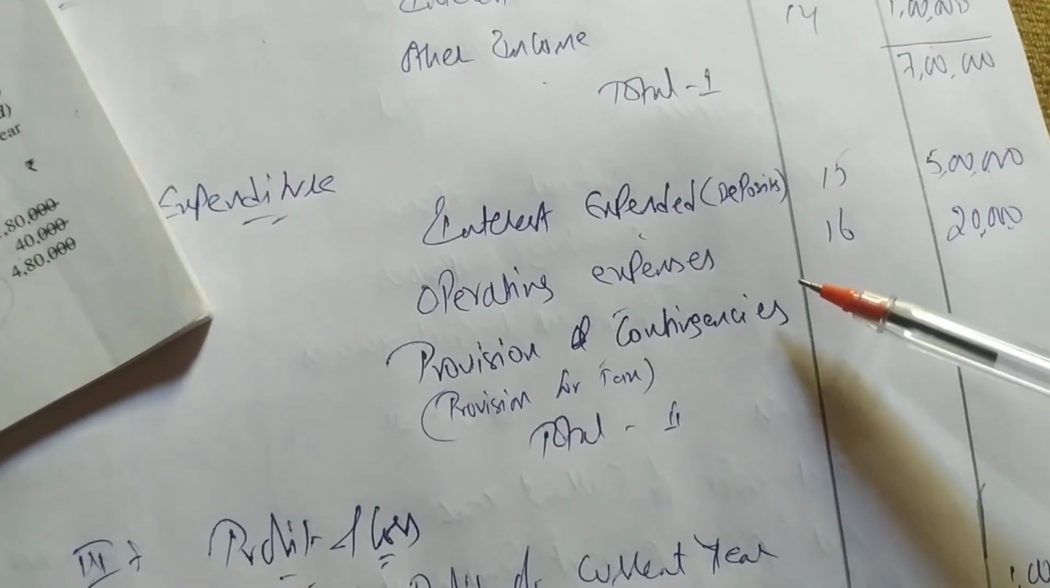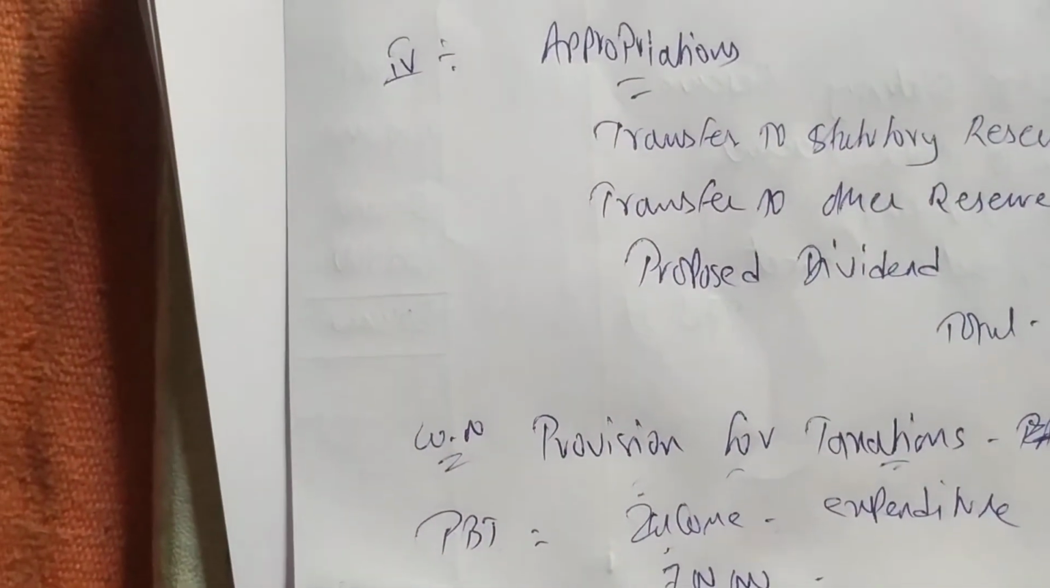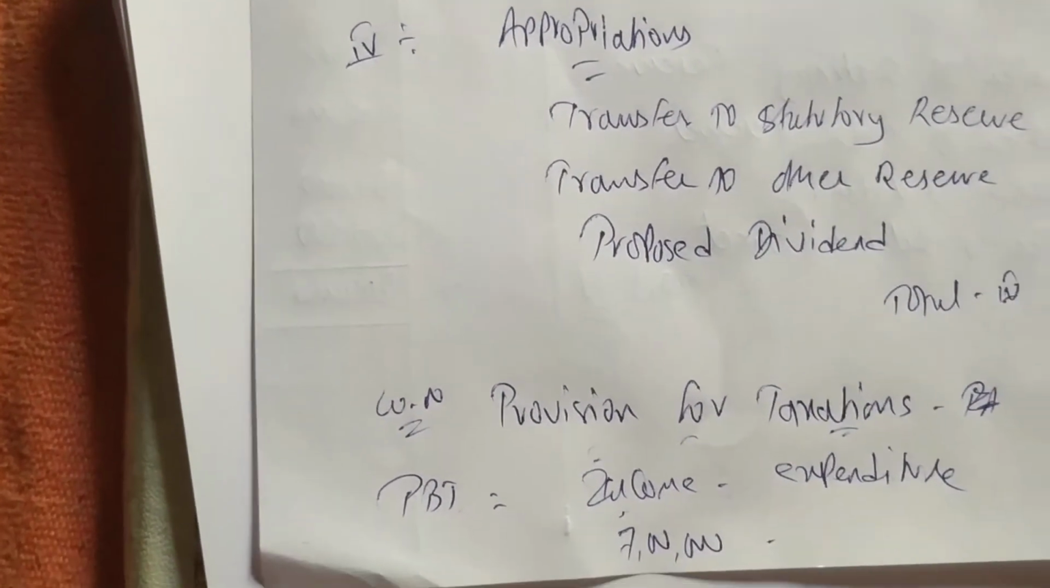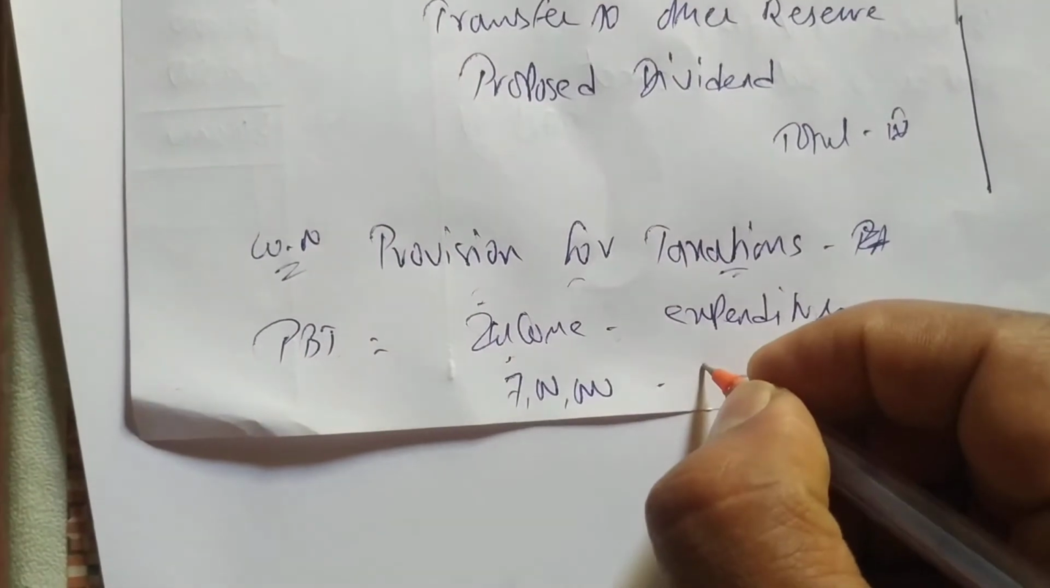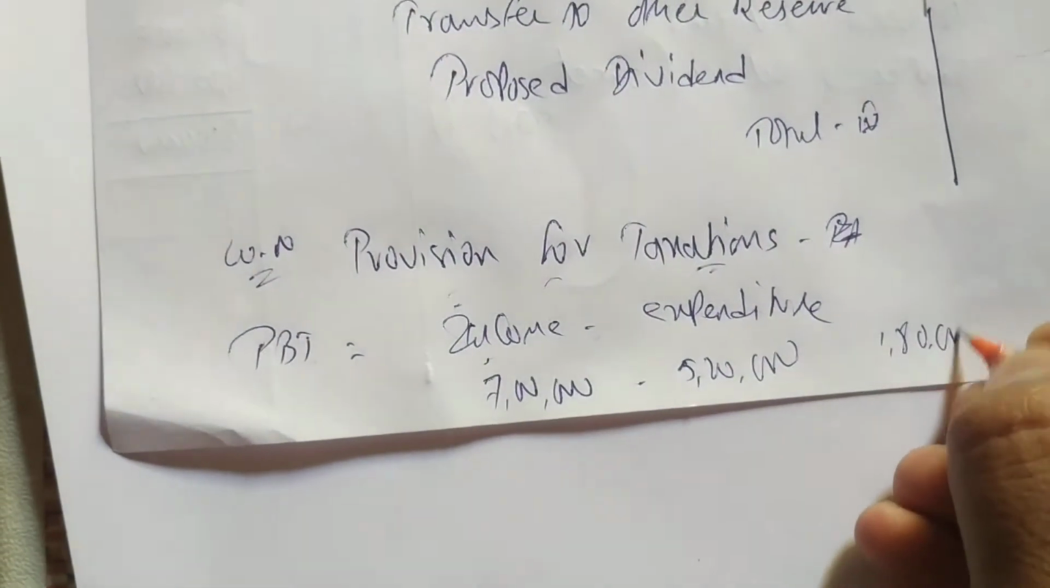Income minus expenditure. How much income we are having? 7 lakhs. Minus how much is expenditure? 5 lakh 20,000. So from 7 lakhs, you deduct 5 lakh 20,000. You get 1 lakh 80,000 as profit before tax.